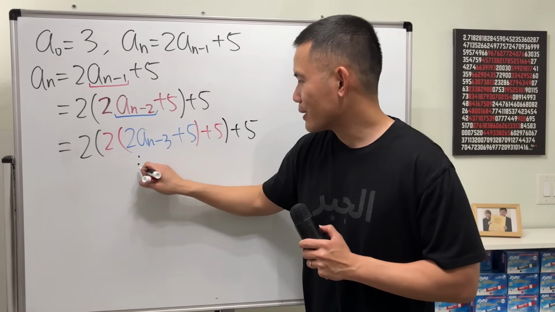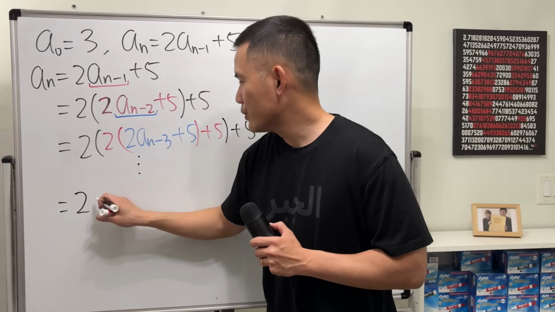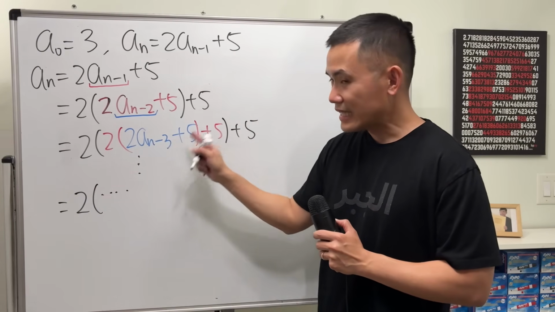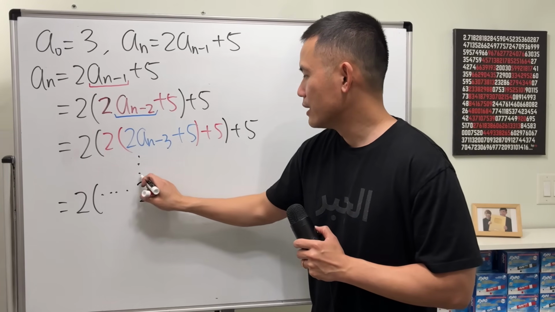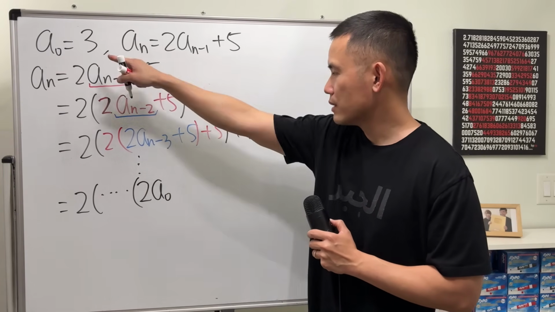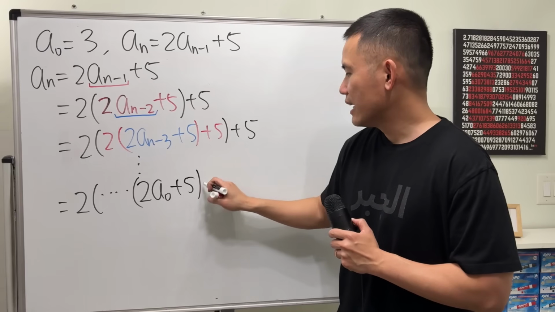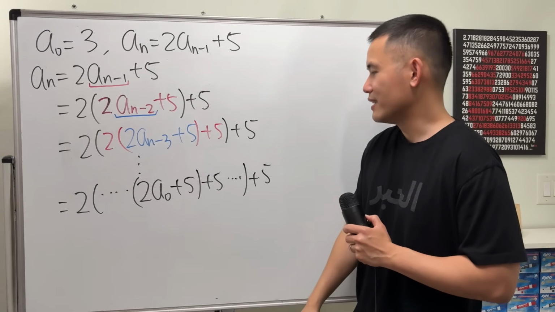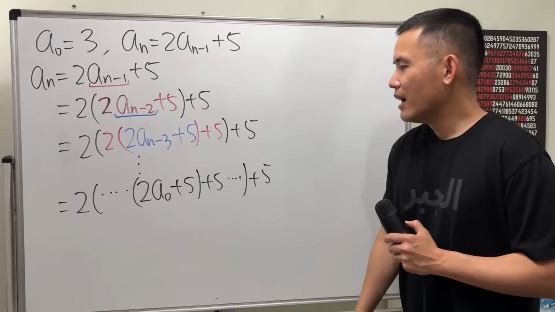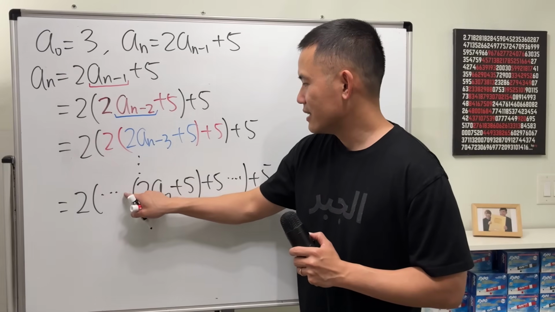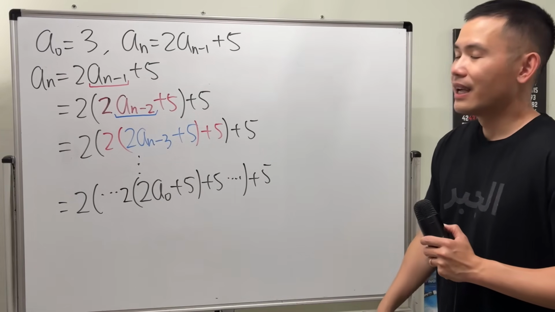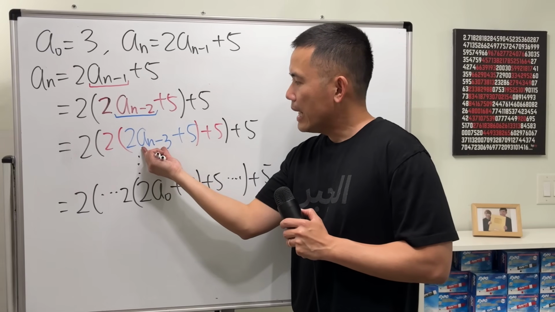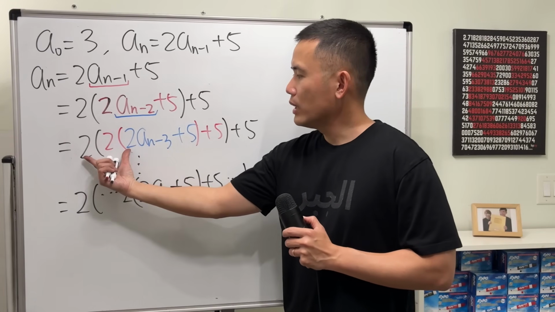Now, you'll just keep on going until we have 2 times 2 times 2 and so on, so on, so on. And at the end here, inside, you need to have 2 times a0 and then plus 5 and then plus 5 and so on, so on, so on. And then at the end, you have the plus 5 at the very end. So it's like this. Okay, how exactly can we get this to work? We'll look for a pattern. So firstly, if you look at a(n-3), right here we have 3 2's.